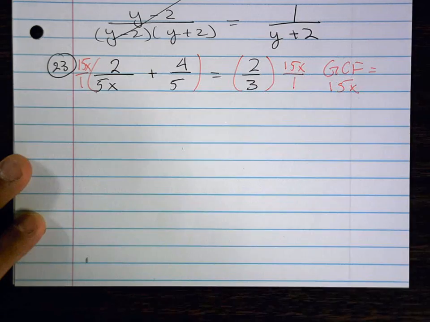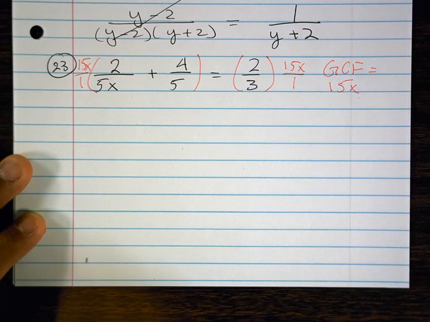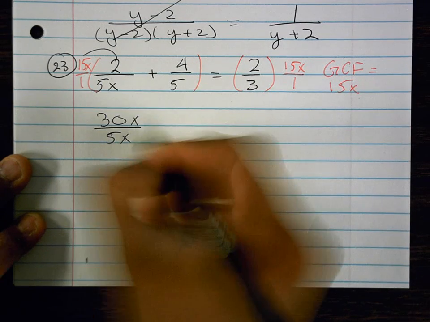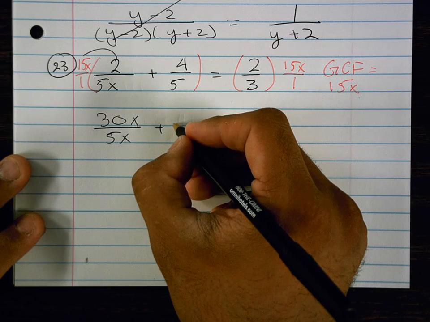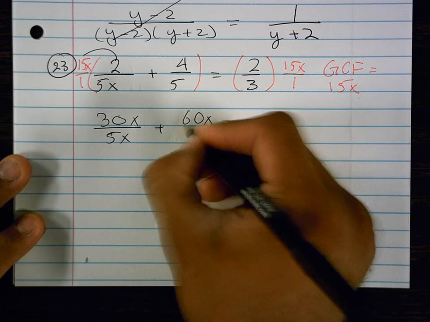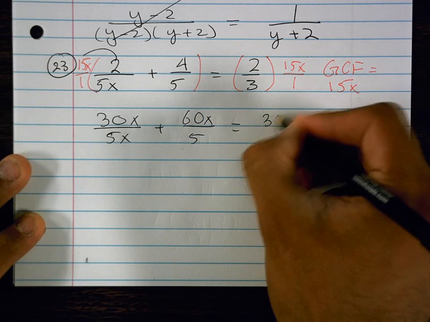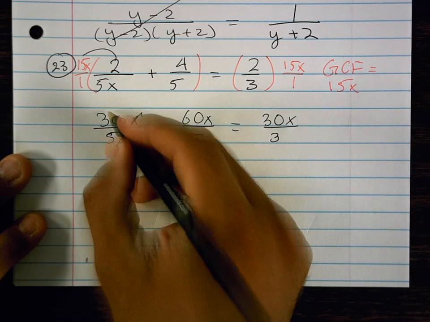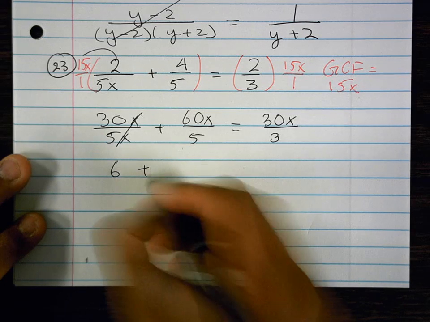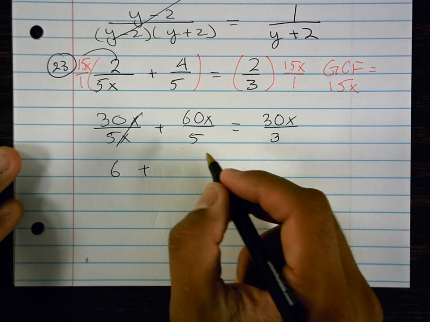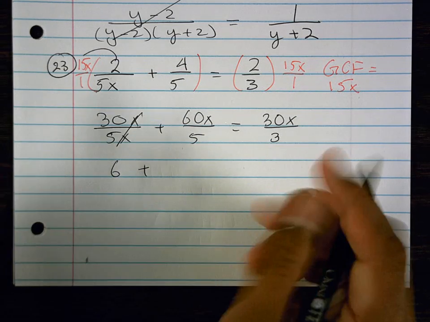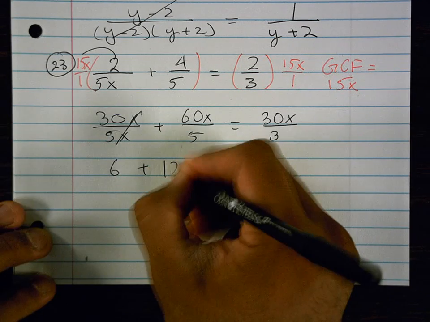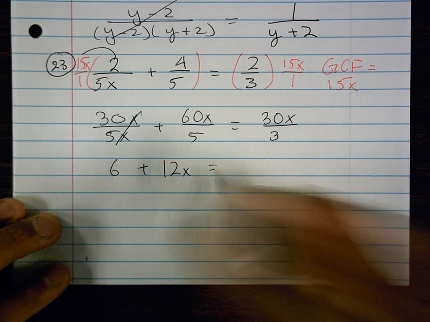Okay, that's the greatest common factor, and I'm going to get this one times this one is 30x all over 5x plus 60x all over 5 equals 30x all over 3. And then reduce. Leaves me with 6 plus 60 divided by 5. That goes in there one time. It leaves us with, I want to say, 12x equals 10x.